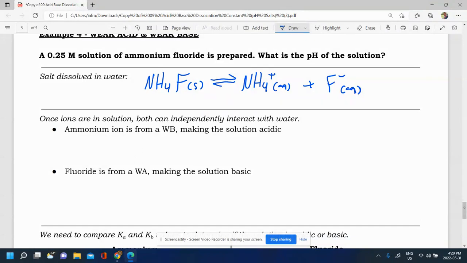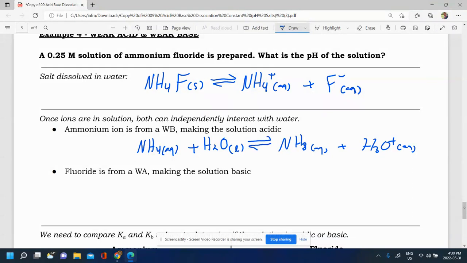First, we've already kind of done that before. NH4+, as we know, when you react it with water, will make NH3 plus H3O+. This will happen because NH3 is a weak base, and NH4+ is the salt of a weak base, therefore it acts as an acid.